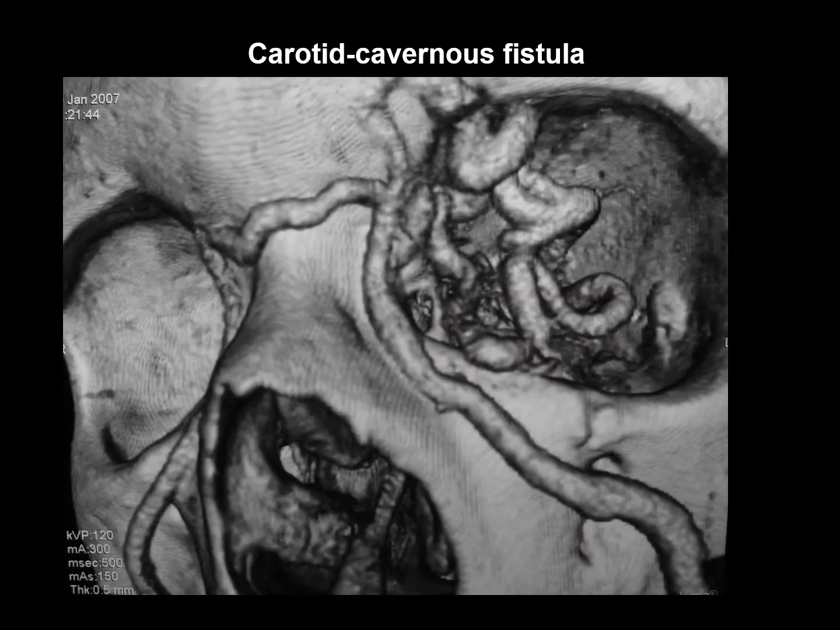This CT angiogram is showing the enlarged convoluted superior and inferior ophthalmic veins. This patient was treated with plugs or clips to occlude the fistula by an interventional radiologist.